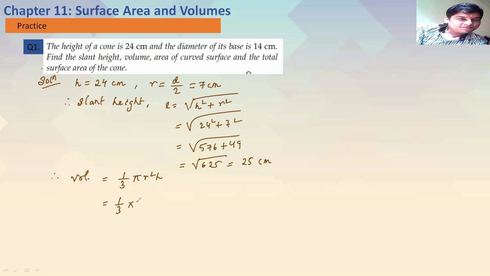1 by 3 times pi is 22 by 7, multiplied by r is 7 into 7, into h is 24. So 7, 7, 24 with the 3 cancelled gives 8. So what is it going to be? Find the product. Sir, is it going to be 166, 56 multiplied by 22? Sir, 8 11s are 88. 88 into 2s are 166, right?